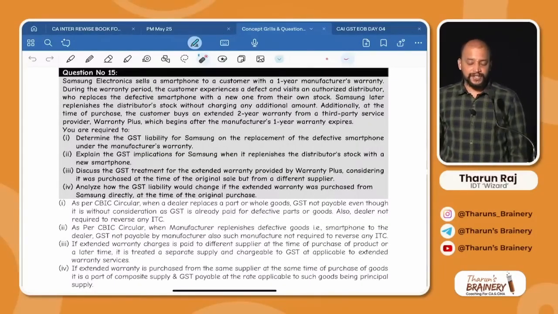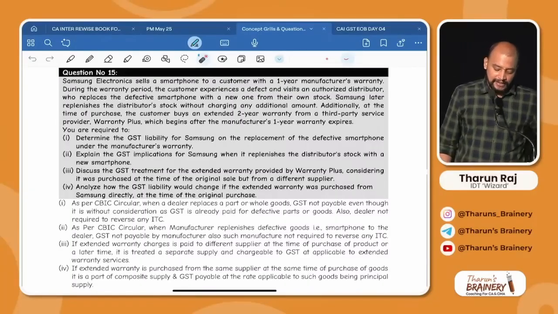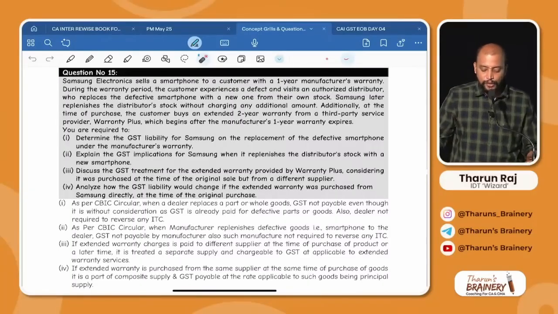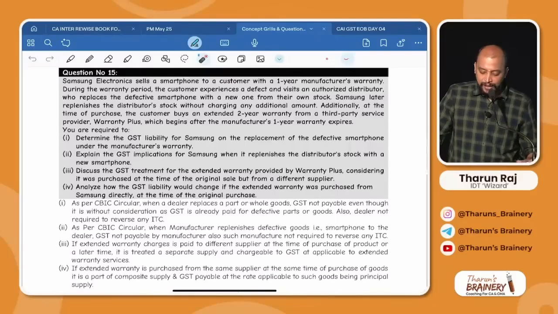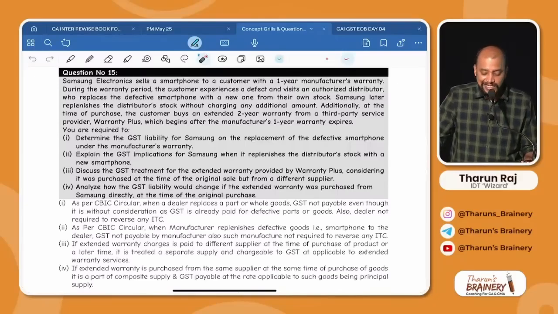Read the answer for the first question. As per the CBIC circular, when a dealer replaces a part or whole goods, GST is not payable even though it is without consideration, as GST is already paid for the defective parts or goods.